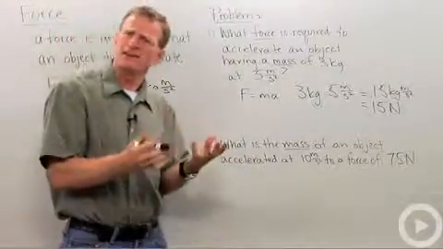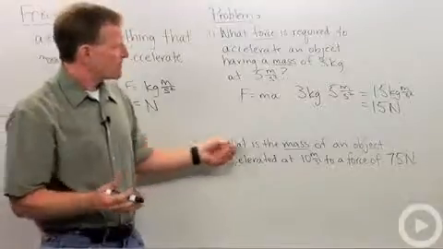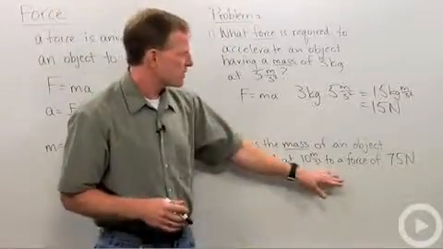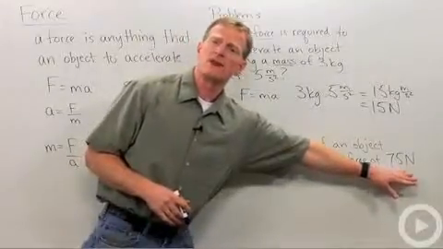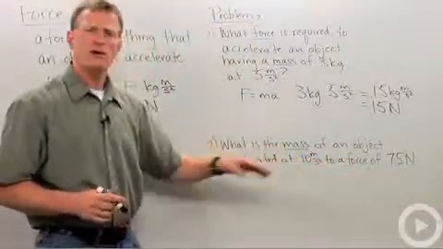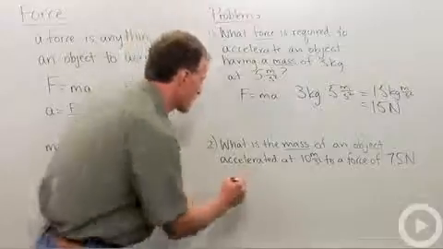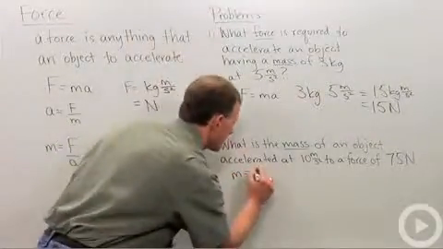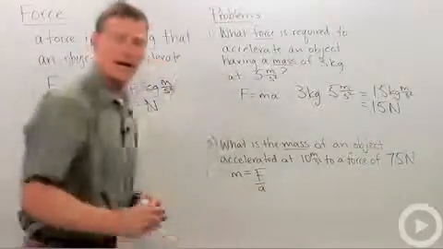This time I'm going to ask something a little bit different. What is the mass of an object accelerated at 10 meters per second squared by a force of 75 newtons? So now I want to know the mass. This time I'm saying m equals F divided by a.